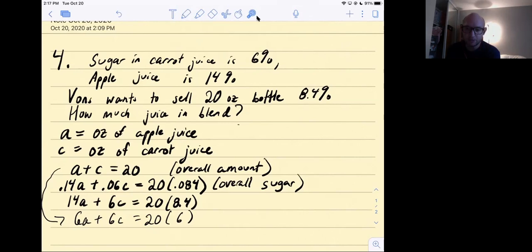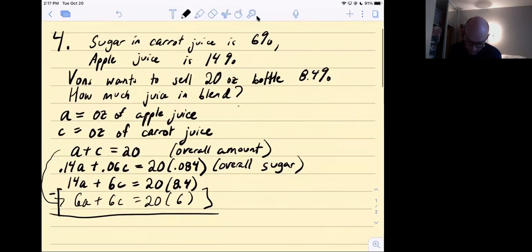Oh yeah, and then it's going to be subtracted. So you can multiply it by -6, or you can just subtract the whole thing. So subtracting the whole equation, and what you're left with is pretty nice. You'll get 8a equals 20 times 2.4.